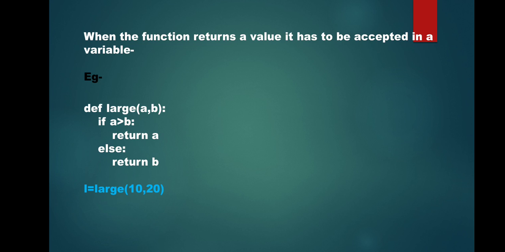One more thing, when a function returns a value, that value has to be accepted in some variable. If you do not accept the value returned by a function in any variable, that value is lost. It will not generate any error, but that value will simply be lost. See, I am calling the large function, and since it is returning a value, I am accepting that value in a variable L. Now this variable is storing the return value. So this is how you write when a function returns a value.